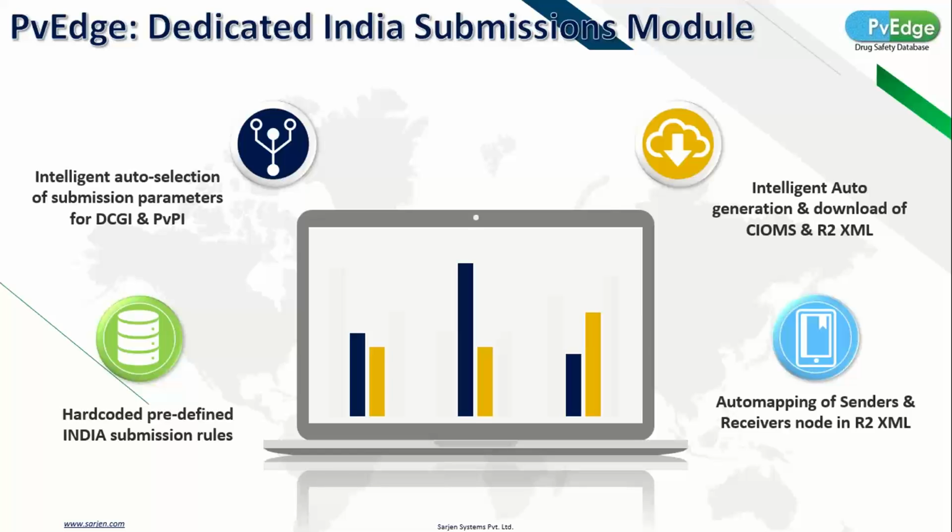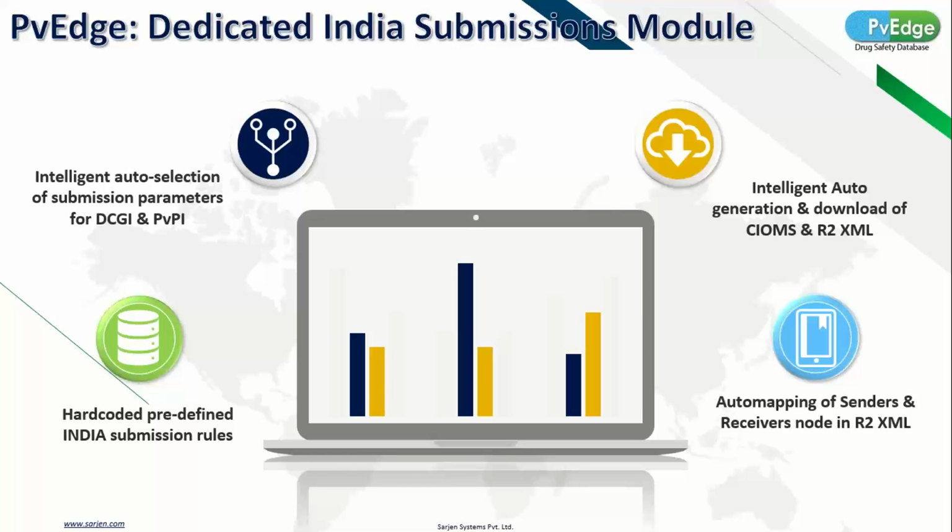We have a dedicated module in which we have added hard-coded and predefined India submission specific rules. As far as the regulatory timelines are concerned, like serious, unexpected and expected cases, once you select India as the submission country, the system will automatically fire the corresponding R2 XML and R3 SIOMs within fractions of seconds, and those reports will be available for submission. The system is also capable of intelligent auto selection of submission parameters for DCGI and PvPI.